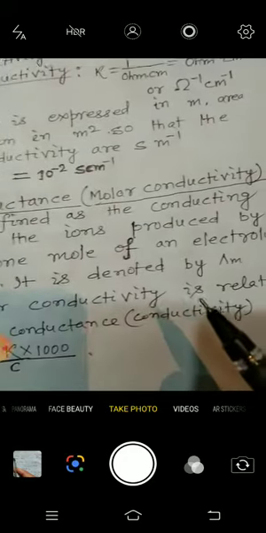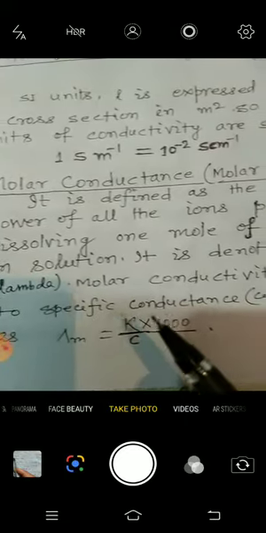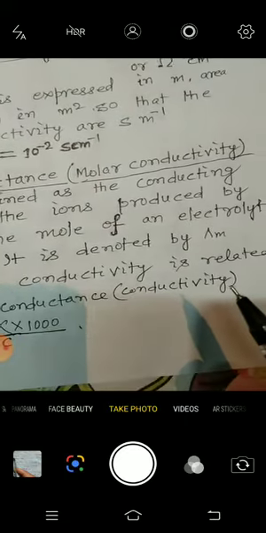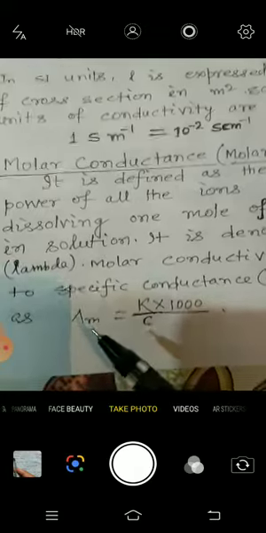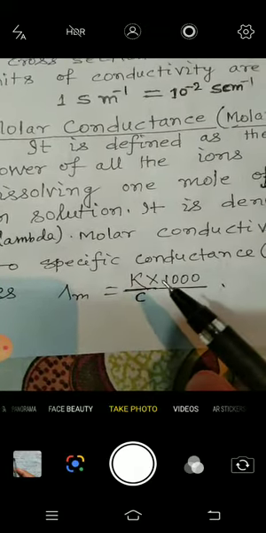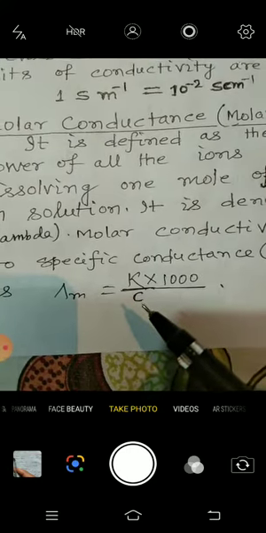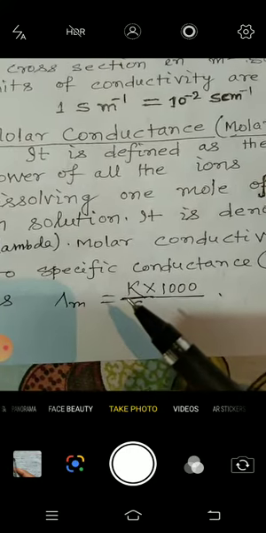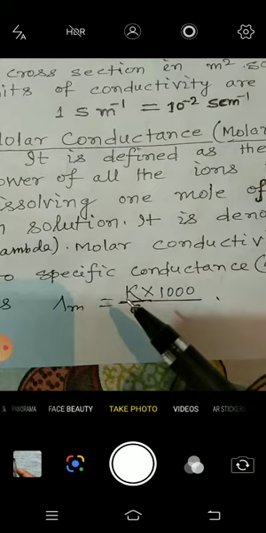Molar conductivity is related to specific conductance, that is conductivity, like this: molar conductivity will be equal to kappa multiplied by 1000 by C, where C is concentration. So how does this relation come?